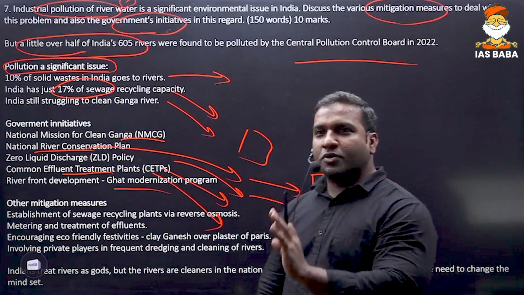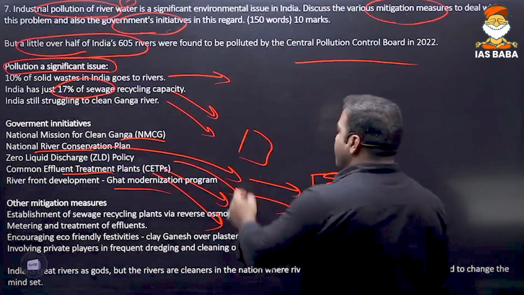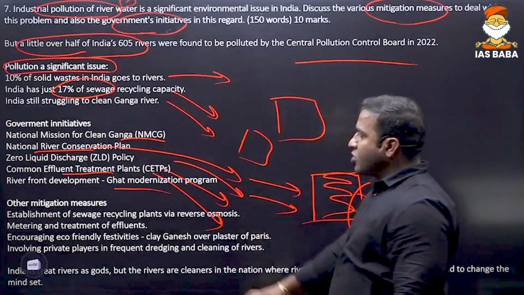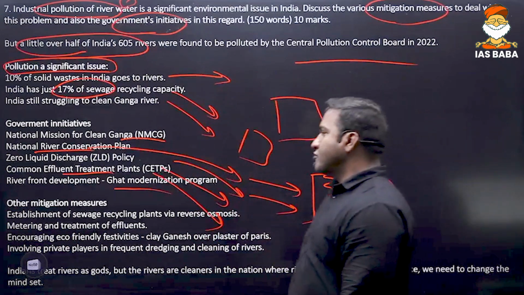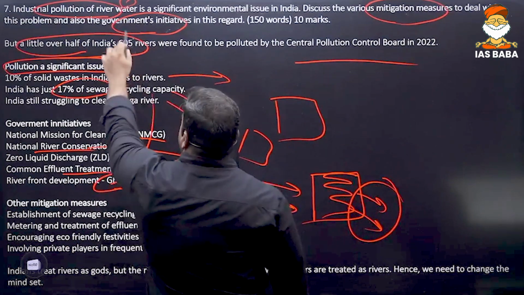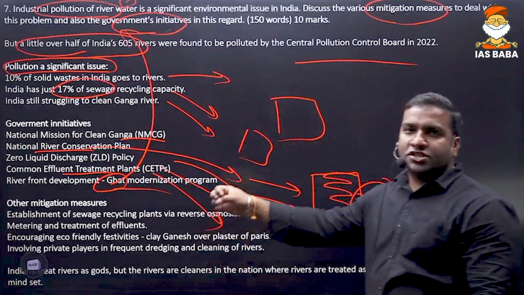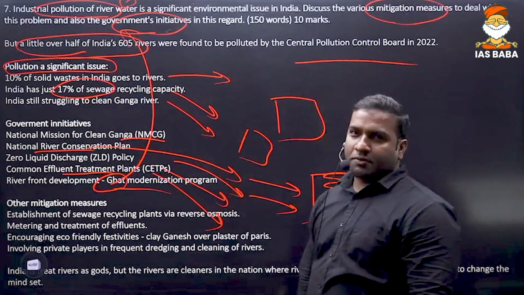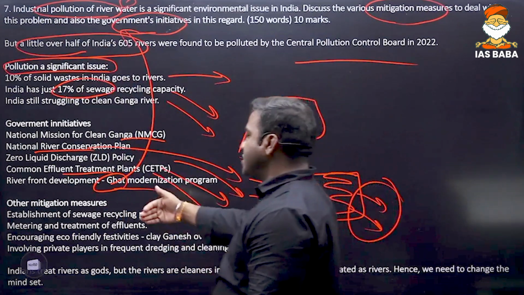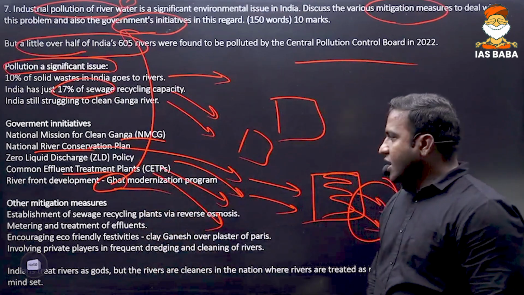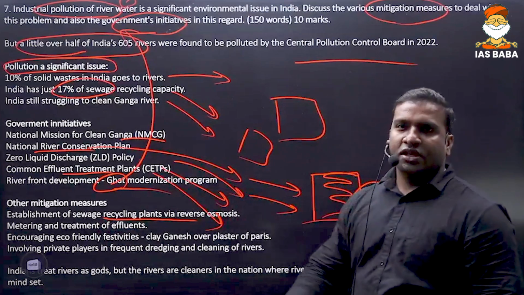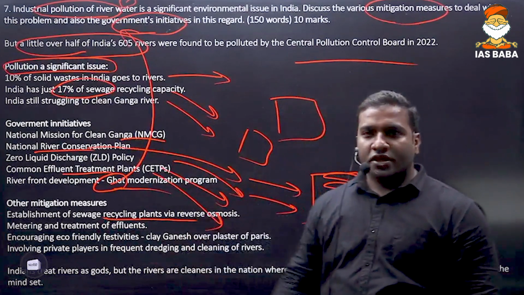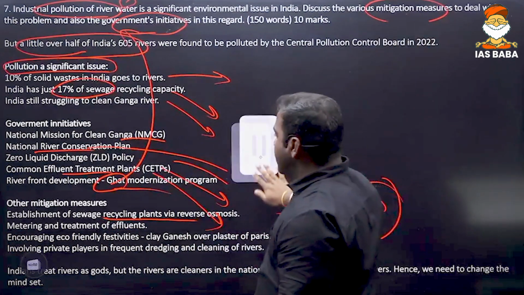Friends, festivities and funerals are the worst polluters of rivers. Okay, here also if you have proper ghat modernization programs, that is also very helpful. So this is not about industrial, but still we can add that yes, this is also a major initiative taken up. Then other mitigation measures, what other things can be done? Establishment of sewage recycling plants via reverse osmosis. Yes, in Delhi most of the wastewater is being recycled through reverse osmosis.